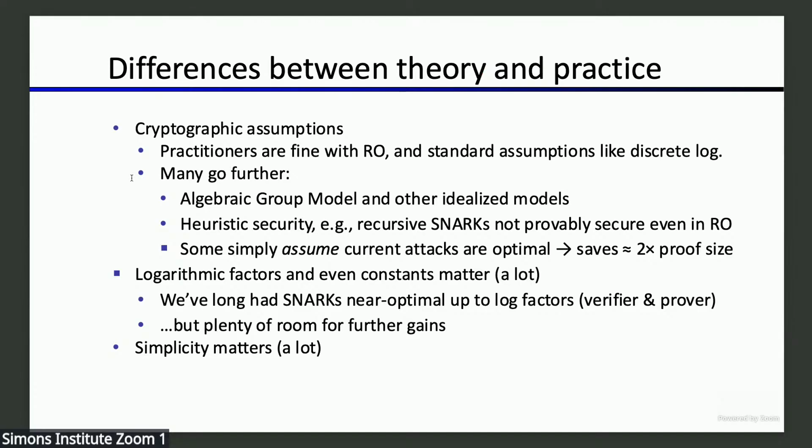Often we'll go even further than random oracles, like we'll work in other idealized models like the algebraic group model, what have you. We'll happily compose one SNARK with another SNARK, even though you will no longer have security in the random oracle model and things like that. Some practitioners even just assume current attacks are exactly optimal without even something like security in the random oracle model. They'll even do this just to save a factor 2 on proof size, which I don't think is a good trade-off, but that's the culture right now.